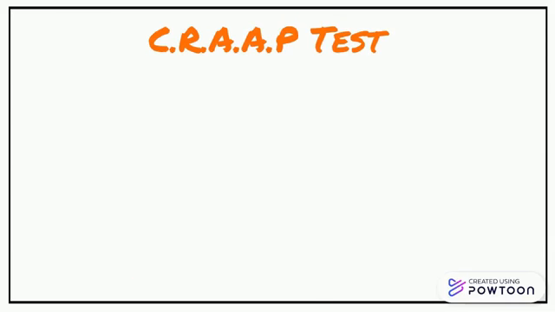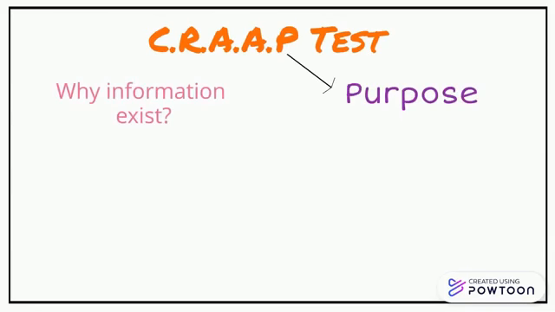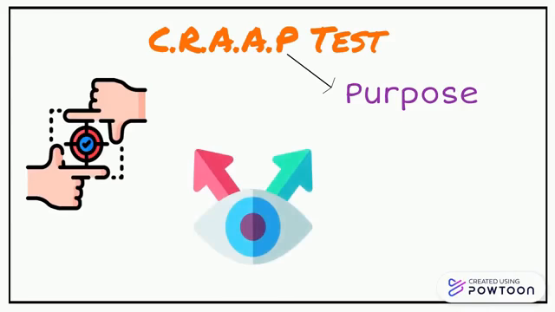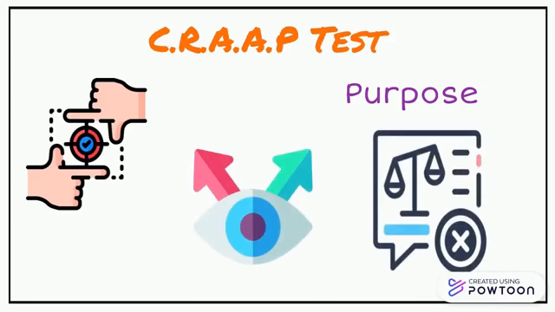P stands for purpose, which helps you to identify the reason why the information exists. Does the author make their intention clear? Does the point of view appear objective and impartial? Are there any kinds of personal biases?